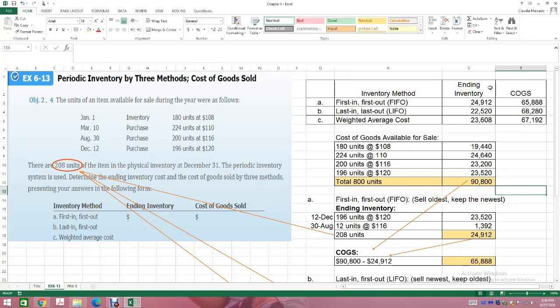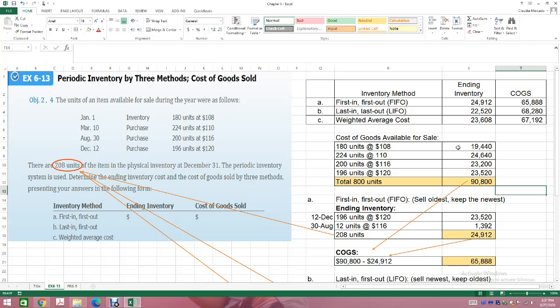This is what they want us to fill in. We had to do all of these calculations to fill this in. And now you can compare. Using the FIFO method, my ending inventory would be valued at the highest at 24,912, and my cost of goods sold will be valued the lowest at 65,888. Using the last in first out method, my ending inventory will be valued the lowest at 22,520, and my cost of goods sold will be valued the highest at 68,280. Using the weighted average cost method, that gives you an in between the LIFO and FIFO: 23,608 for your ending inventory and 67,192 for your cost of goods sold.